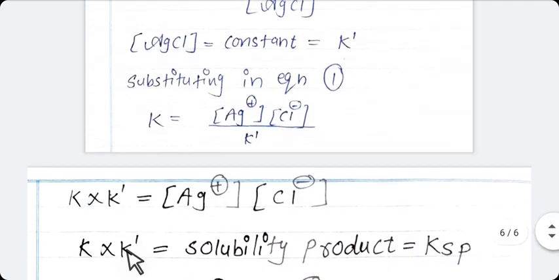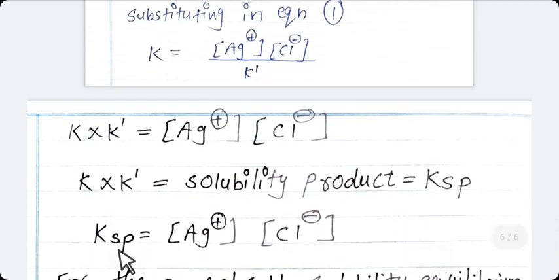The product of K into K dash is nothing but the solubility product, which is shown by Ksp. The product of K into K dash is another constant and it is called the solubility product. It is the product of the concentrations of ions in a saturated solution and it is denoted by Ksp. So in place of K into K dash we use Ksp, and the formula is Ksp equal to the concentration of Ag plus times the concentration of Cl minus.